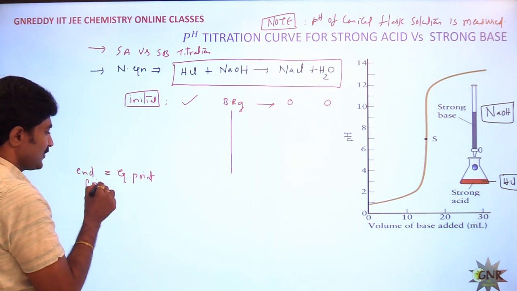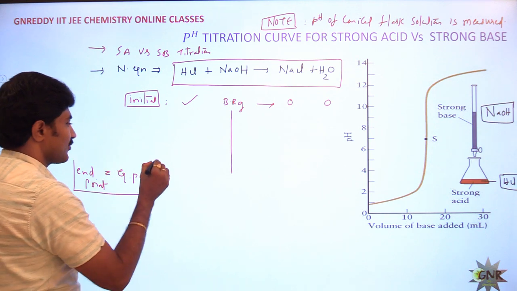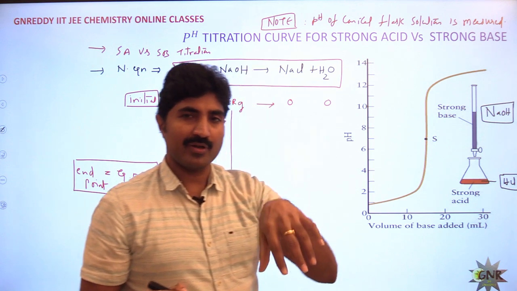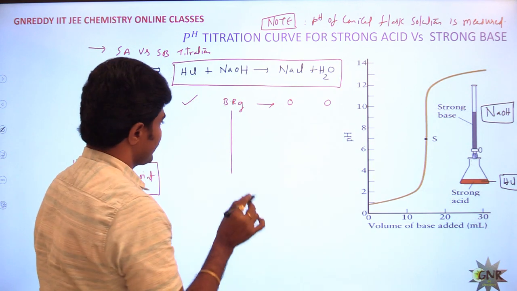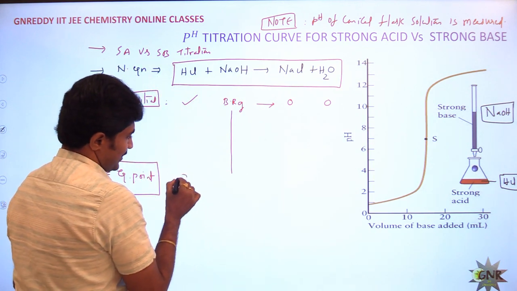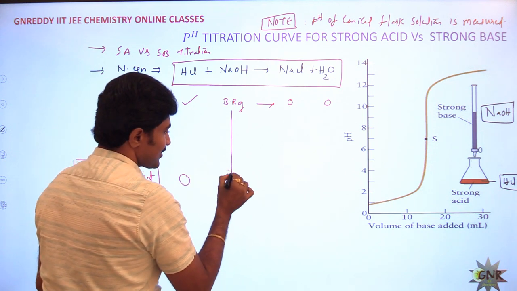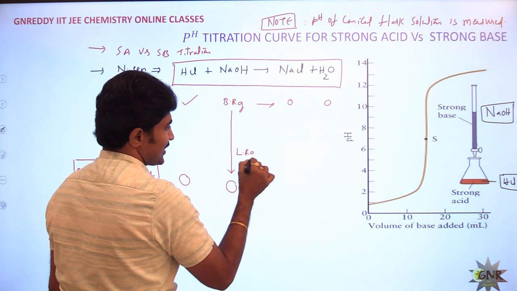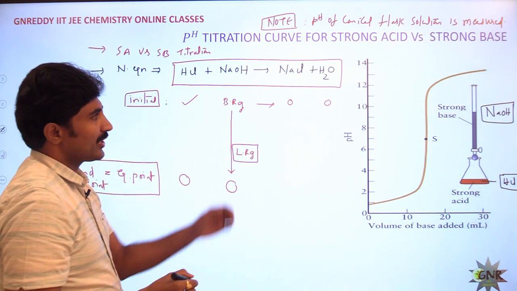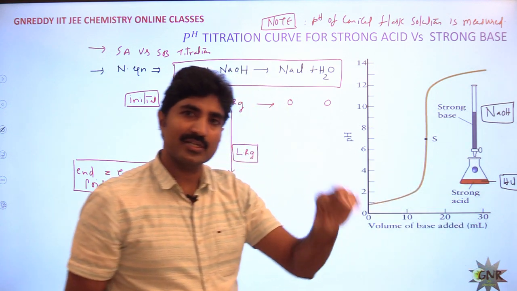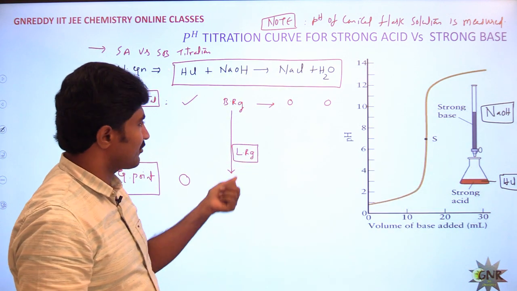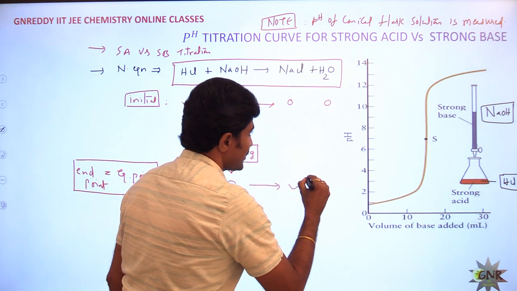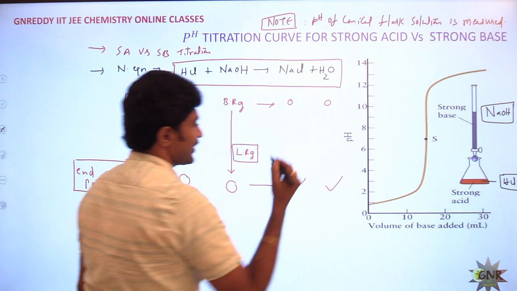So at the equivalence point, what happened? Whatever the equivalents of HCl, exactly that same number of equivalents of NaOH will be added from the burette. Then this is completely consumed, and this is also completely consumed. That means up to the equivalence point, the burette reagent is a limiting reagent. You are adding slowly, so whatever you add dropwise will be consumed. Here salt and water will be formed.